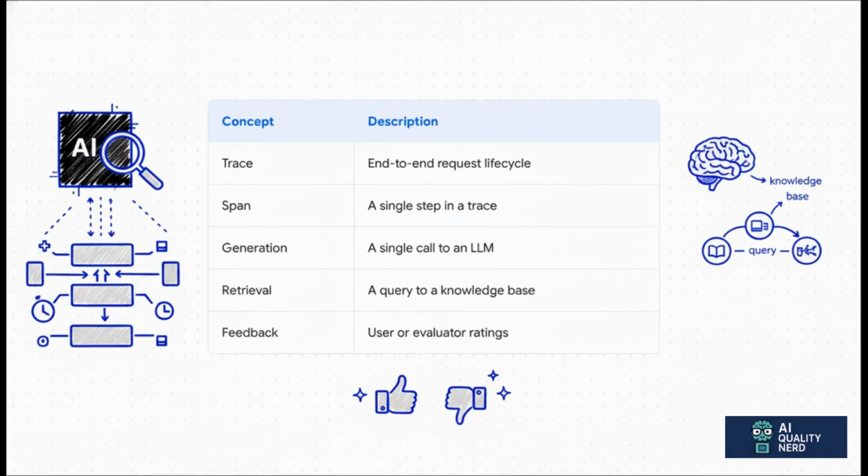The trace is the whole journey. Spans are the individual steps on that journey. Generations are the calls to the AI brain. Retrievals are the fact-checking lookups. And finally, and this is so important, feedback. This is where you find out if your users actually liked the result. Get these 5 things right, and you've got the building blocks for real visibility.